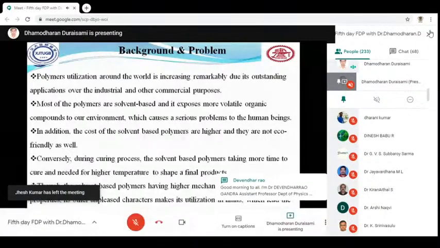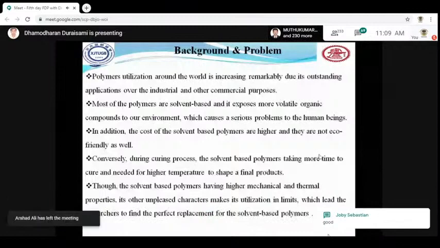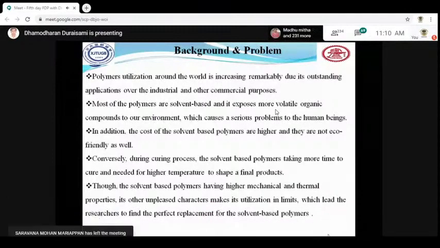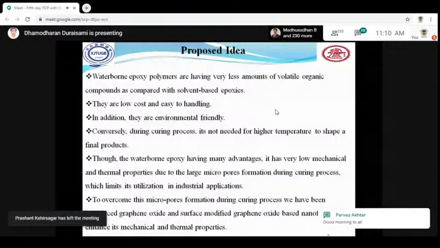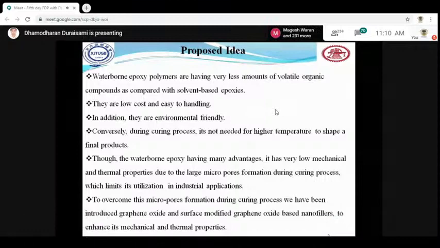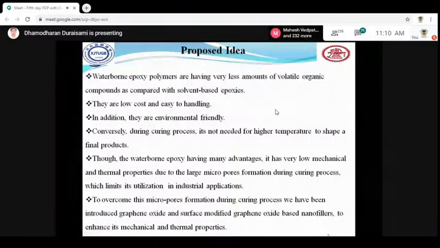Though polymers have high mechanical and thermal properties, some limitations are restricting their utilization. So, as I explained initially, we plan to find a better replacement for the solvent-borne epoxy. Here we work with the waterborne epoxy. As I told you, waterborne epoxy costs much less than the solvent-borne epoxy, is easy to handle and environmentally friendly, but it has very low thermal and mechanical properties.